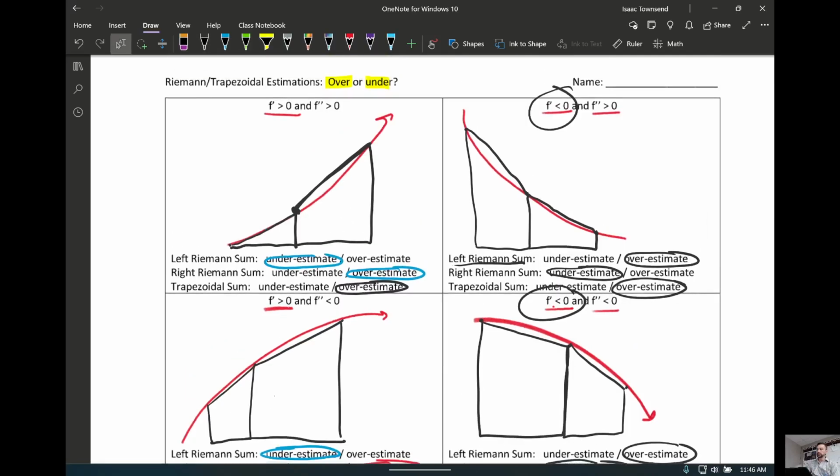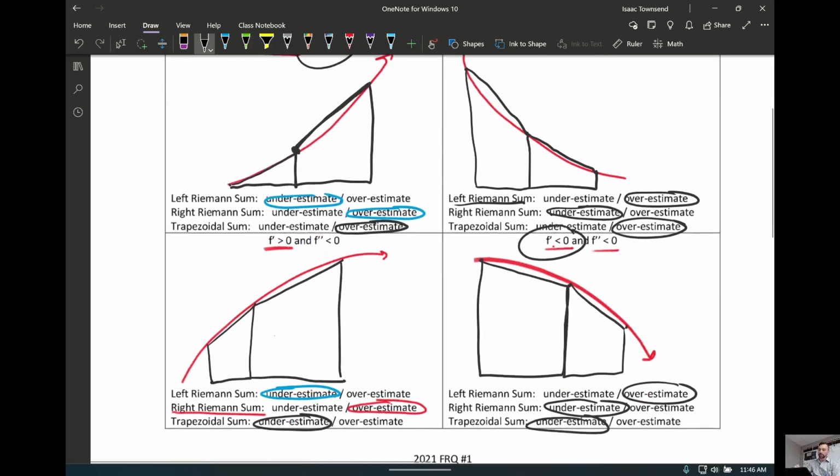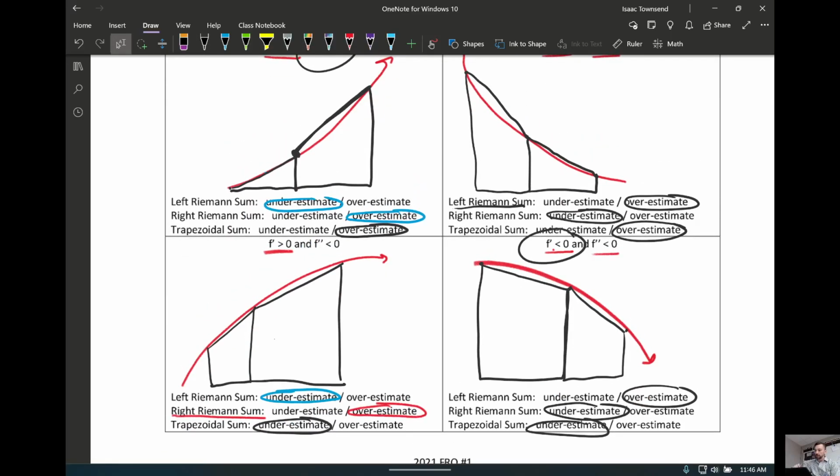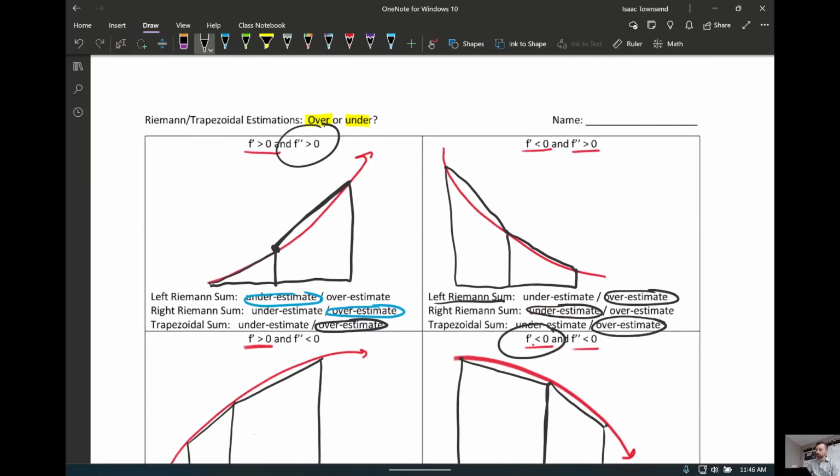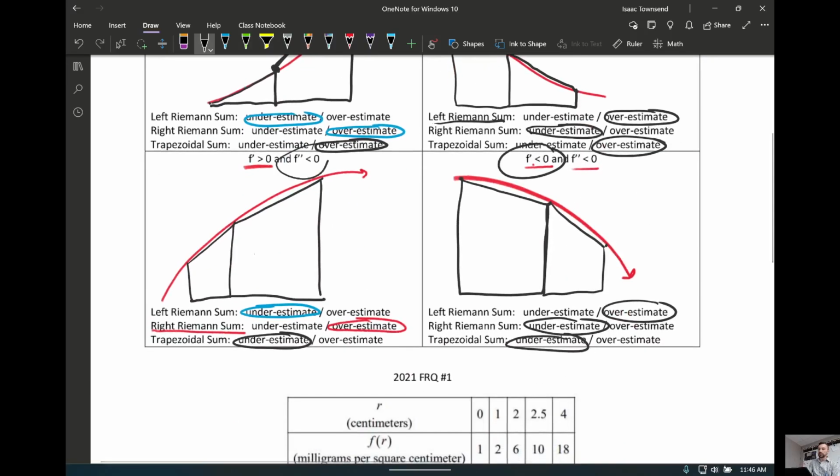So if it is decreasing, left Riemann sums are over, right Riemann sums are under, sorry. The concavity only matters for trapezoidal sums. If it is concave up, like these two, the trapezoidal sum will always be an overestimate, and if it's concave down, the trapezoidal sums will always be an underestimate.